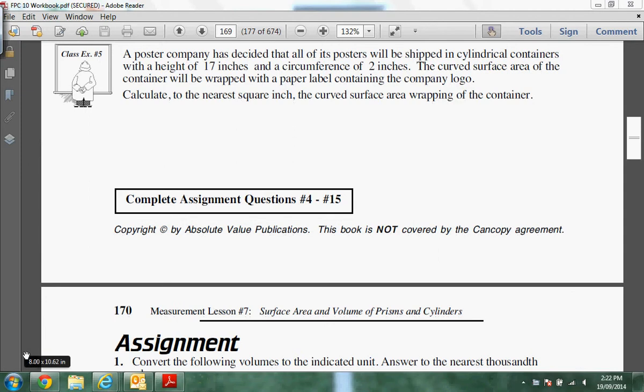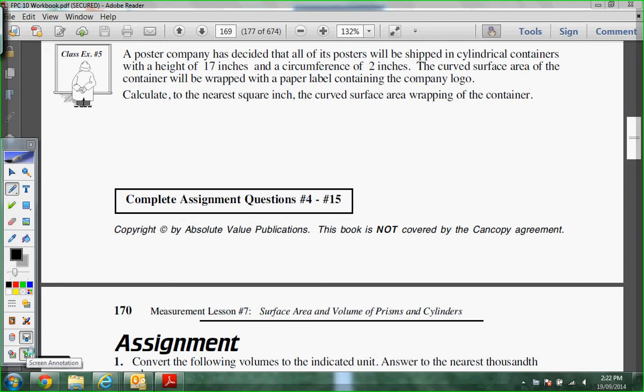All right, a poster company has decided that all of its posters will be shipped in cylindrical containers with a height of 17 inches and a circumference of 2 inches. Okay, the curved surface area of the container will be wrapped with a paper label containing the company logo. Calculate to the nearest square inch the curved surface area for the wrapping of the container. So think about that in realistic terms. What are we not wrapping? In terms of that cylinder, what are we not wrapping? We're not wrapping the circles.